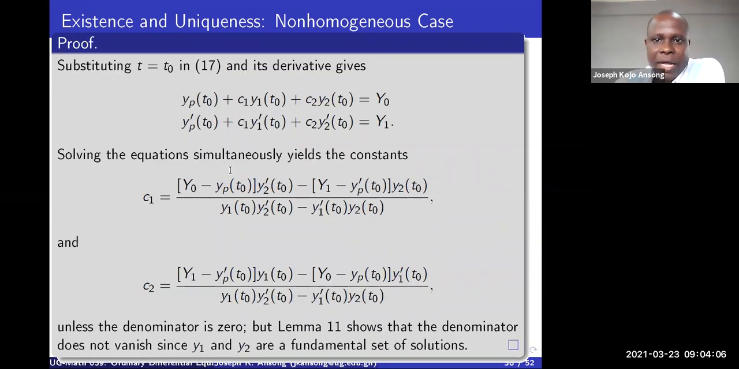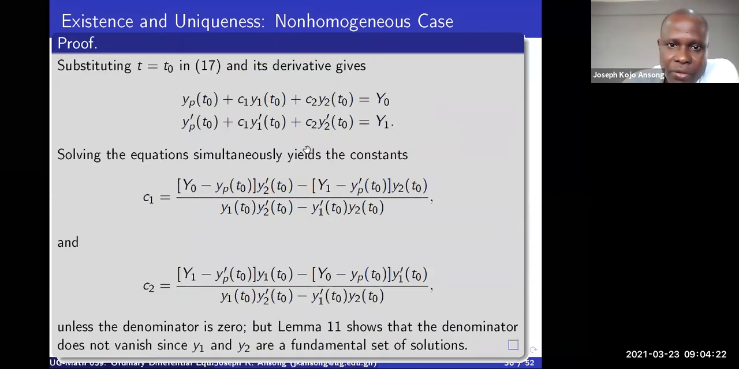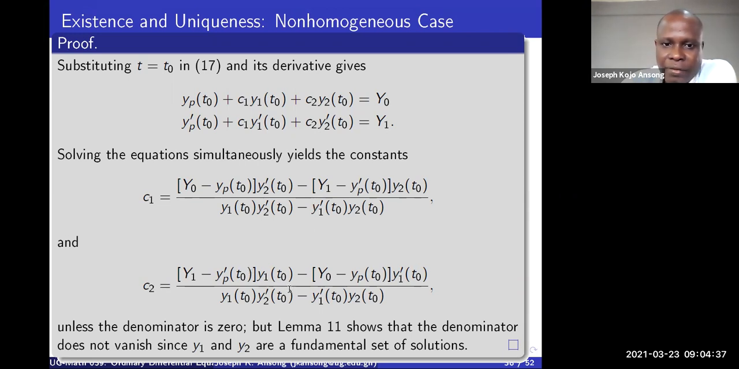So what we do is plug the initial conditions into the solution. Y_p at t0 plus the complementary solution at t0 should be equal to y0. Then differentiate it and plug in t0, and that should be equal to y1. So that is what we have for the second equation. So we have two equations with two unknowns, and we solve them simultaneously for C1 and C2. We have C1 given by this and C2 given by that. You can go through the algebra if you want to; you should end up with these.